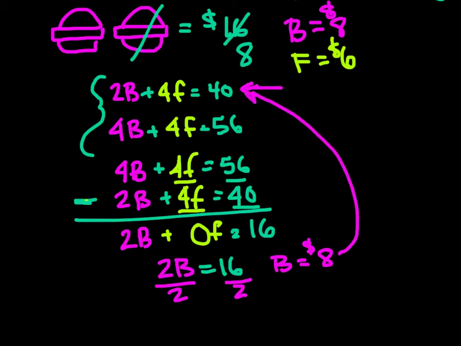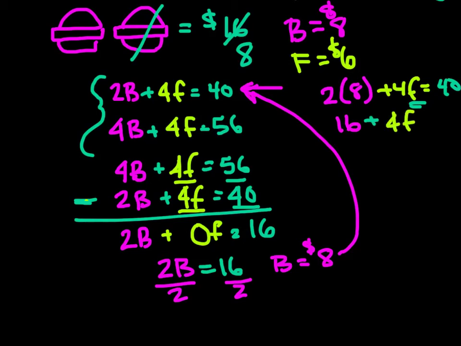I can put that information back into my equation. If I have 2 burgers that are $8 a piece plus 4 fries, that is equal to $40, and I can solve for f. I can get this f all by itself. So I get 16 plus 4f is equal to 40. Subtract 16 from both sides.